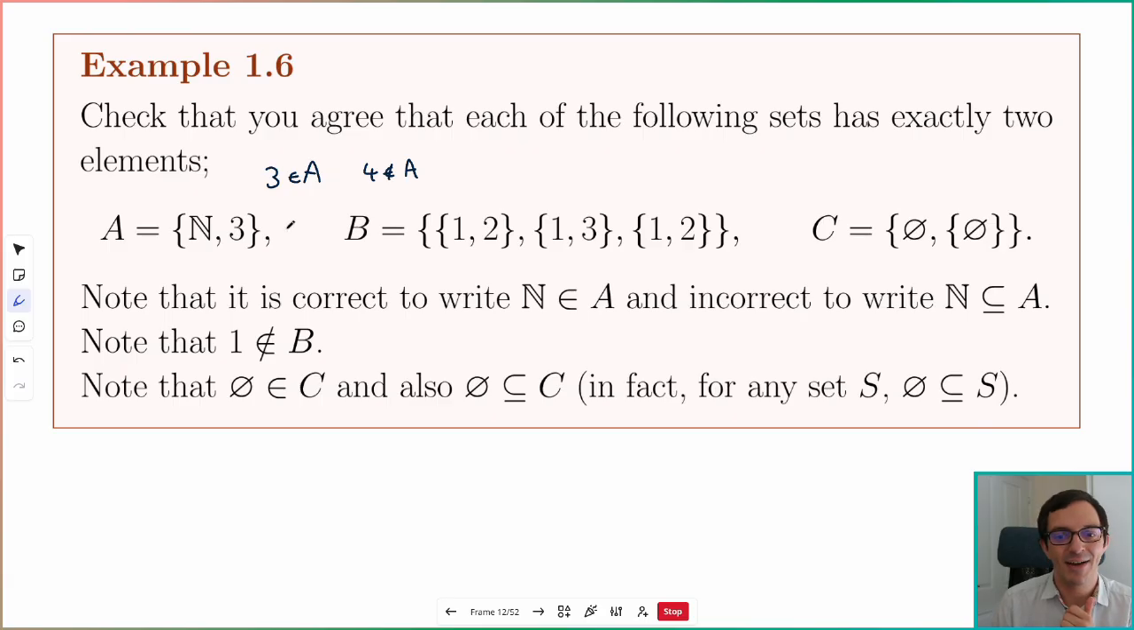Sorry. I know that 4 is an element of the naturals, but the element symbol only looks one layer deep. So it just sees that A contains 3, and A contains the set of all the natural numbers. So these are the true statements: 3 is in A, the natural numbers is in A, but in fact nothing else is an element of A. Those are its elements.